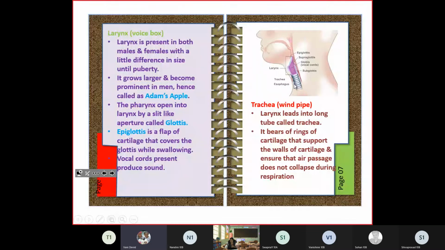Next comes the trachea. Trachea is nothing but what we call the windpipe. The larynx leads into a long tube-like structure, the trachea, and it bears rings of cartilage that support the walls and ensure that the passage does not collapse during the process of respiration. This is very important.